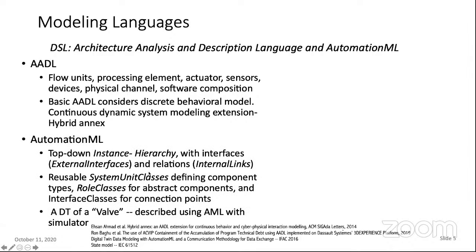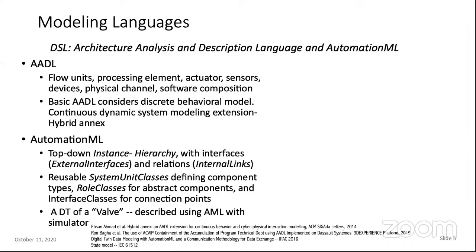AutomationML, again, is a language which allows you to define a complex module comprising different components, using instance hierarchies with interfaces and their connections. And one good part is that inside AutomationML itself, one can do type verification, because the type definition is also there as a part of the AutomationML document, using system unit classes, role classes, and interface classes, using which you can do type checks.